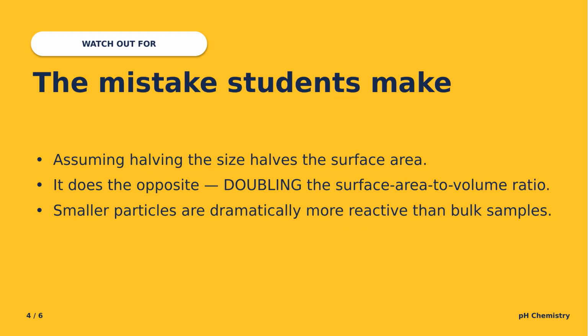Common slip: assuming halving the size halves the surface area. It does the opposite, doubling the surface area to volume ratio. Smaller particles are dramatically more reactive than bulk samples. That can be a benefit or a health risk.